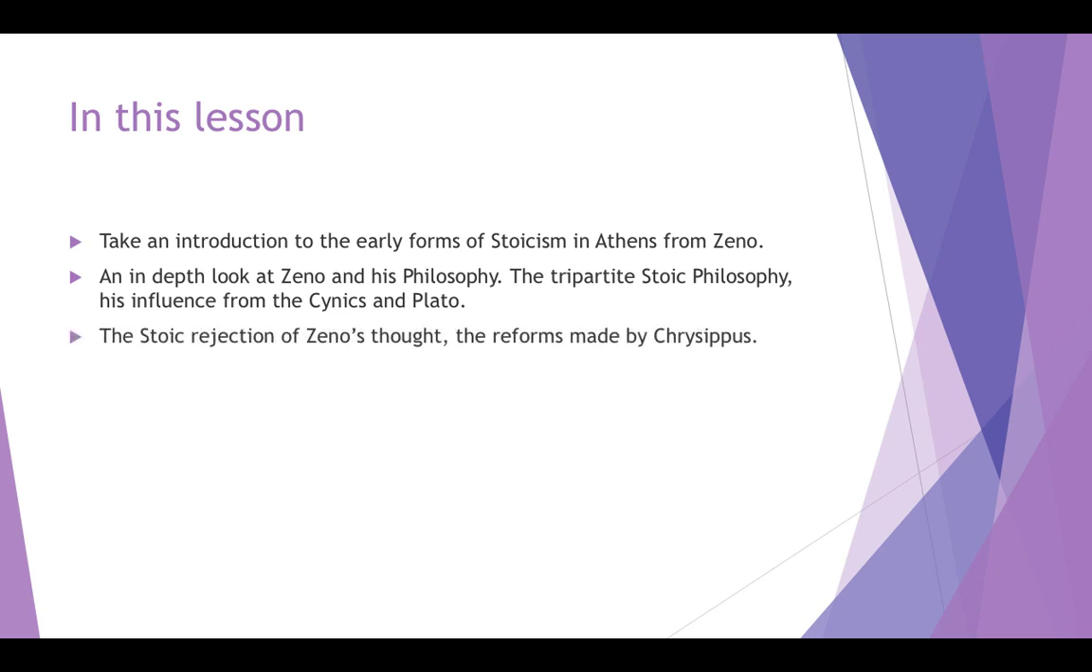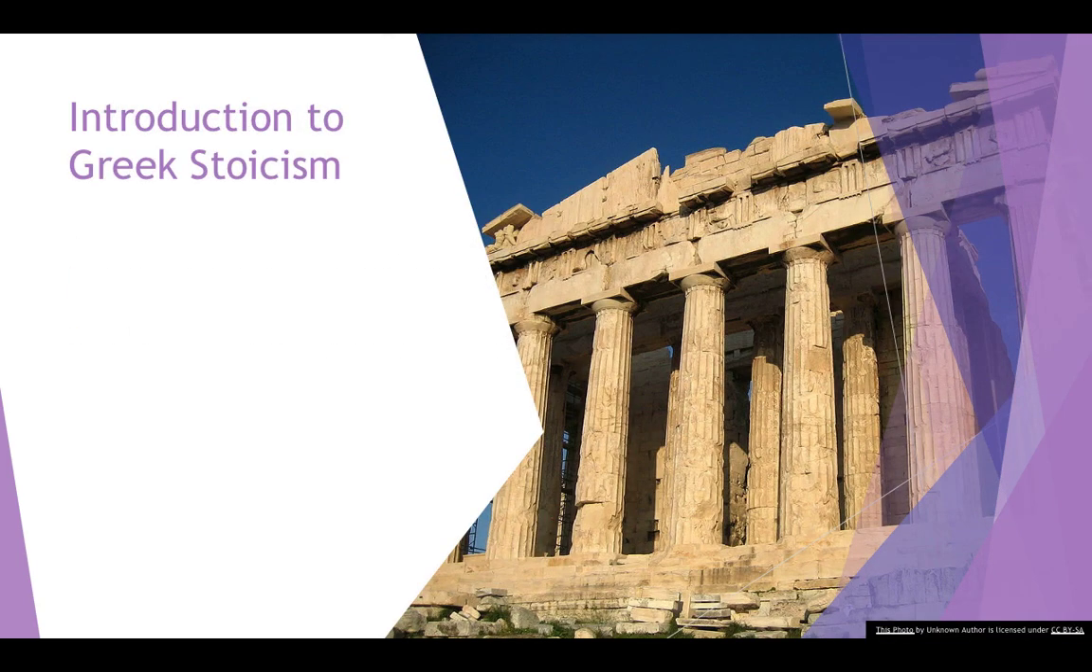We're then going to move on to have a look at the rejection of Zeno's thought and the reforms made by Chrysippus. And then we're going to look at the transition of Greek Stoicism into what it became by Posidonius, the Greek thinkers here.